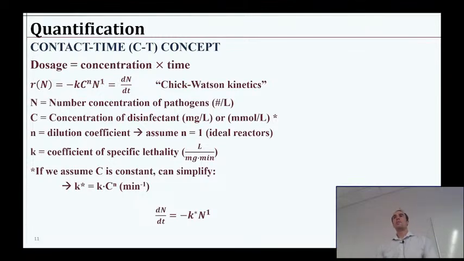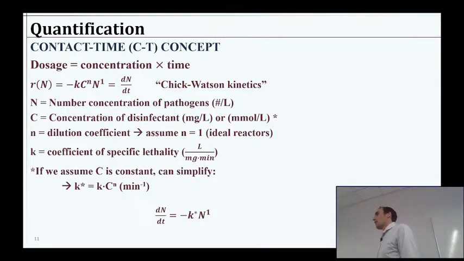This looks very much like the stuff we've done before, except we have this extra C in there, which should be just a constant. If we keep things simple, it is just a constant. So N is the number concentration of pathogens, the uppercase N. C is the concentration of the disinfectant. Maybe that's milligrams per liter. The little n, this is a dilution coefficient.